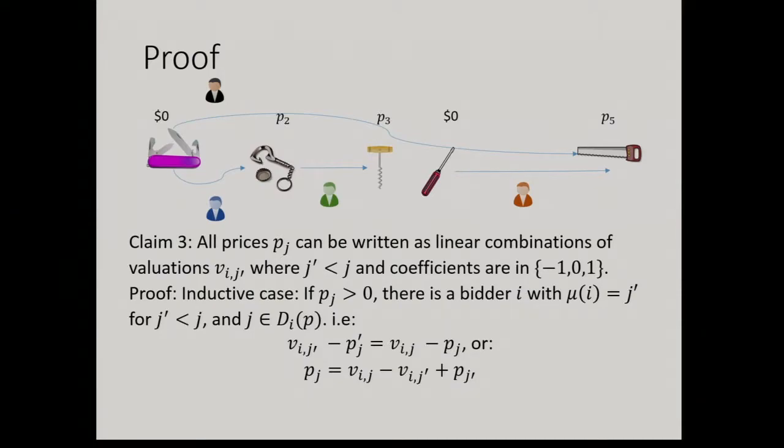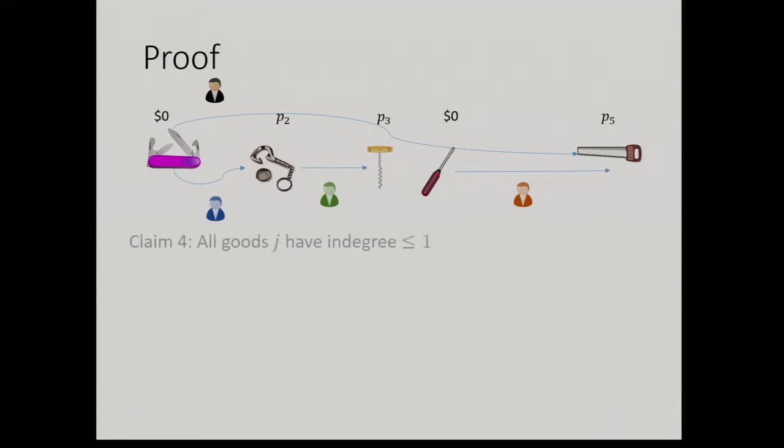And just rewriting this, we can write good j as a function of his value for these two goods plus the price of good j prime, and just apply our inductive assumption to the price of good j prime, which is earlier in the ordering. Okay, and so we're almost done.